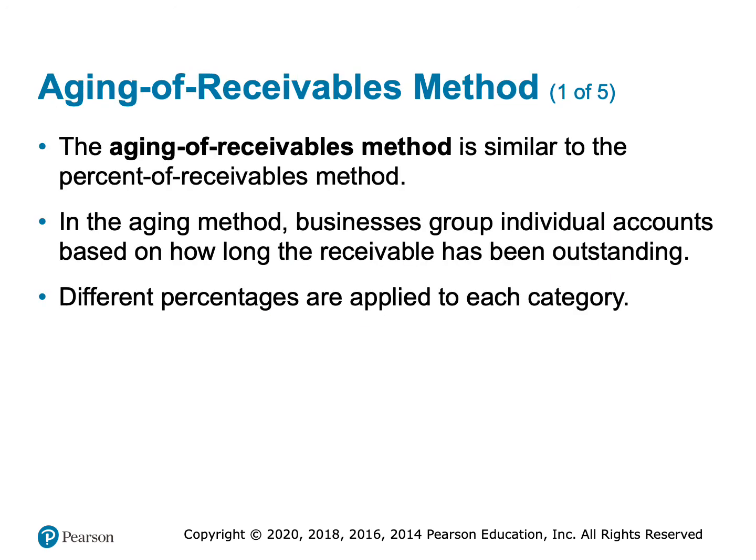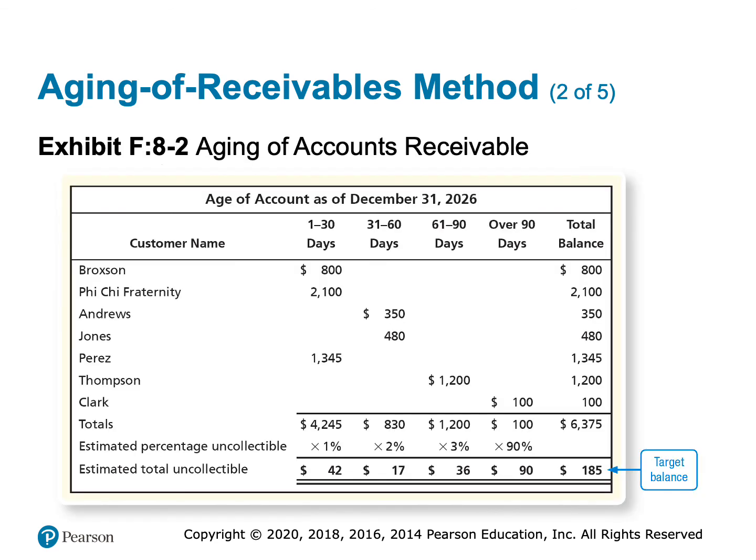Now, the aging method is similar to the percent of receivables method in that you are calculating the target balance in allowance for bad debt. The difference is that we're not just multiplying a percentage by total accounts receivable. We're going to break accounts receivable into groups based on how old they are, with the idea that the longer an account is outstanding, the less likely we are to collect it. Let's look at an example.